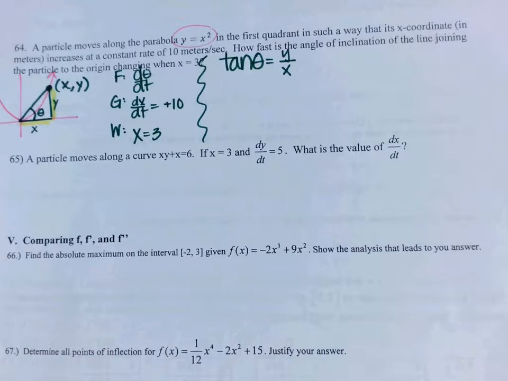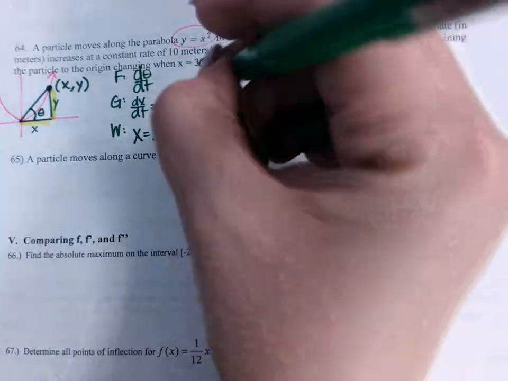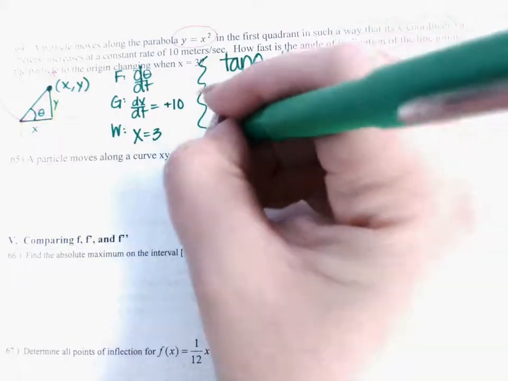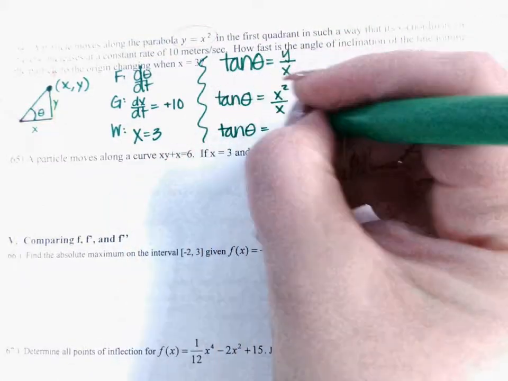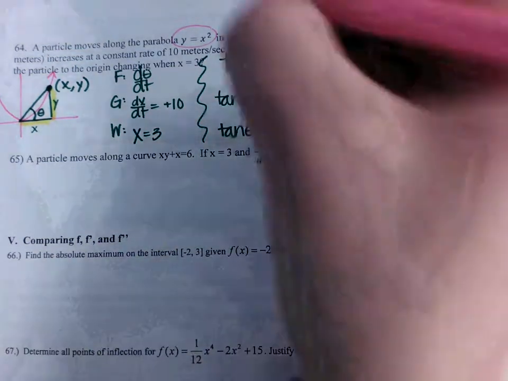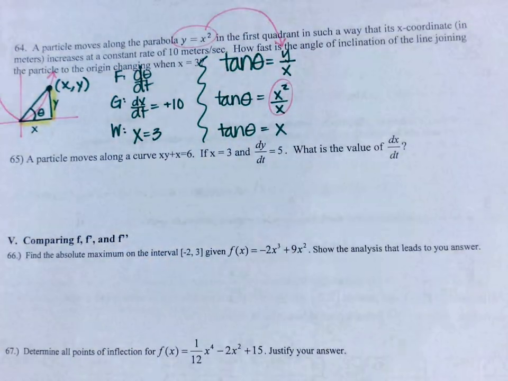What do we know about y equals? It's the same as x squared. So I'm going to take my y equals x squared, and I'm going to sub it in right here. And then I only have x's. I can take the y out. So it would be tan theta equals x squared over x, which is the same as tan theta equals x overall. So I did a substitution here, and then I simplified that to just give me an x. Now I'm going to take the derivative. What's the derivative of tan theta?